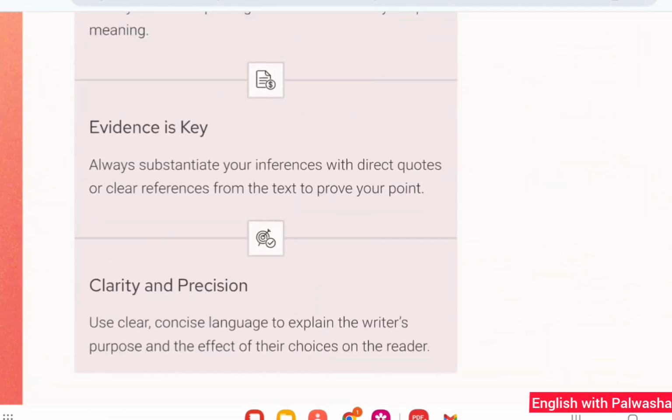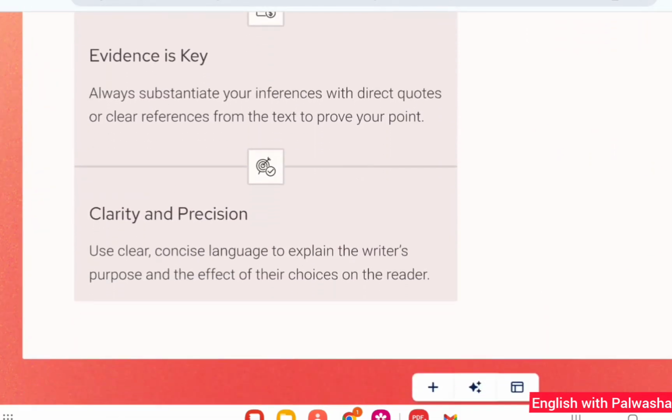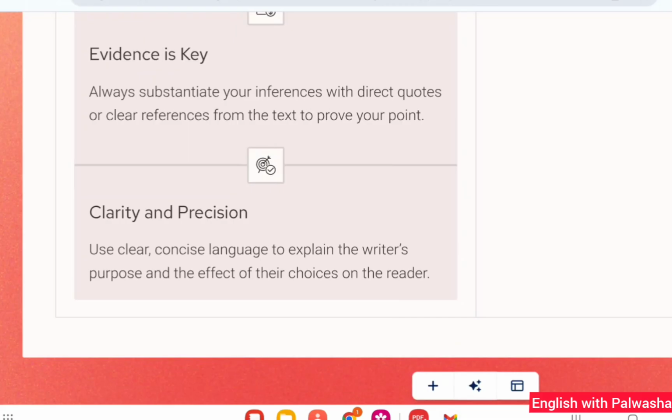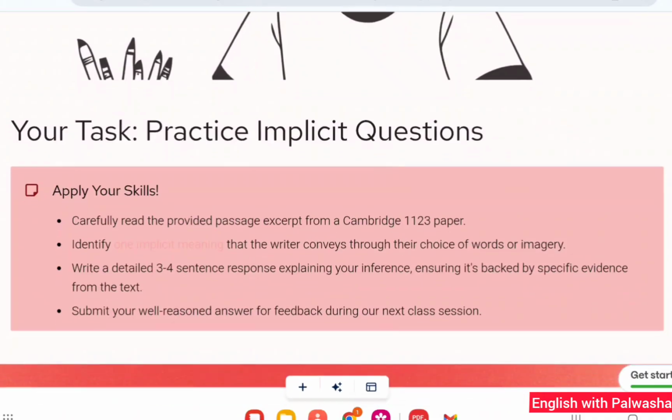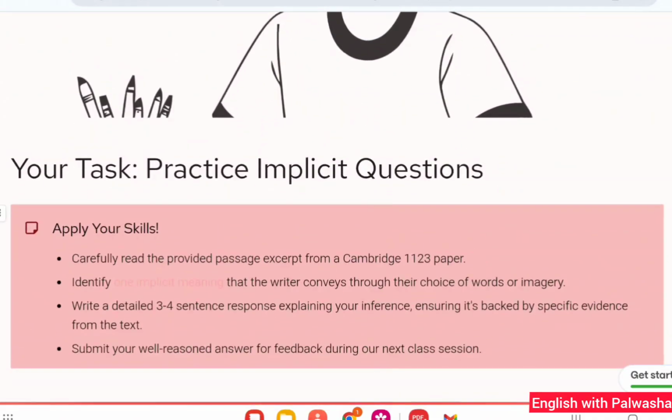Now moving on to the next thing, and that is clarity and precision. Use clear, concise language to explain the writer's purpose and the effect of their choice. So your task is to practice implicit questions, please, to get more marks, because it is only in the implicit questions that you get stuck.